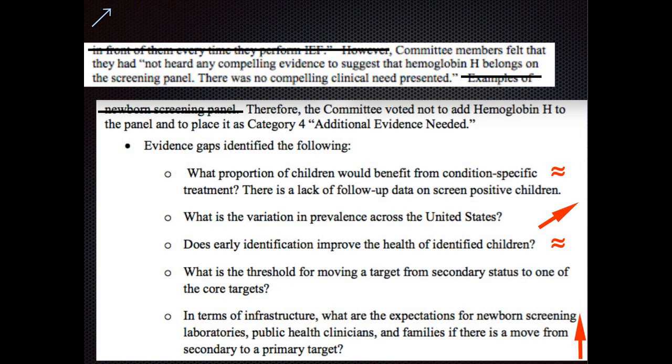They wanted to know about what the target is. I'm not going to go over that. And then they wanted to talk about infrastructure and what the expectations are for newborn screening labs. And Tim Davis will cover some of that, and I'll cover some of that as well.